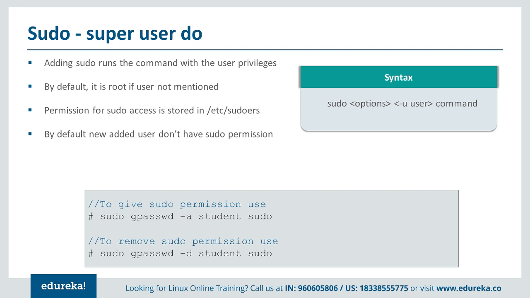By default, newly added users don't have sudo permissions. For that also, there are scripts, there are lines, so that for any new upcoming user, we can guarantee that it gets the sudo access. If you don't want that, and want to provide it after you have added the user, you can use this command: sudo gpasswd -a student sudo. What it will do is grant the user student access to the sudo command.